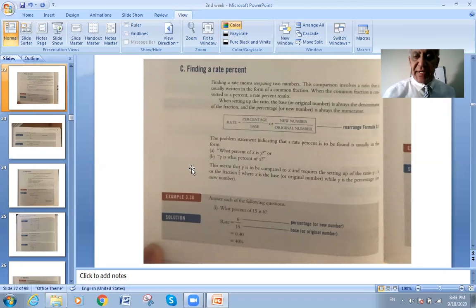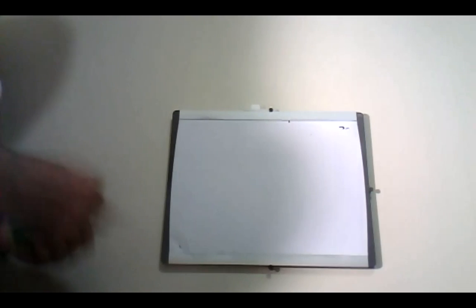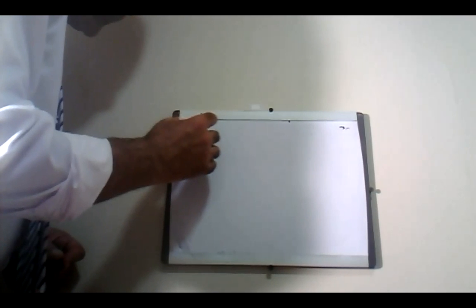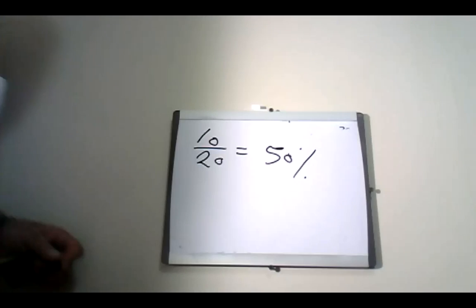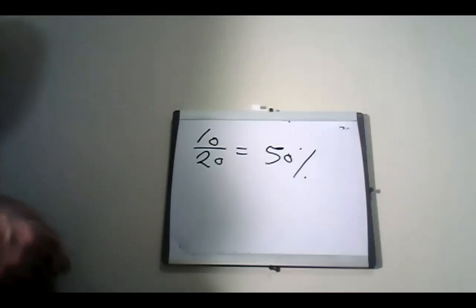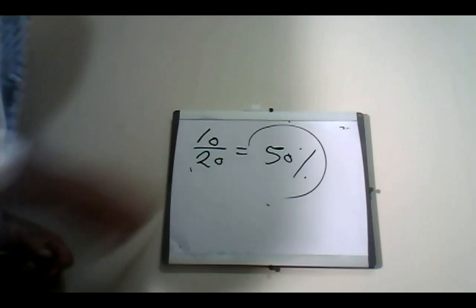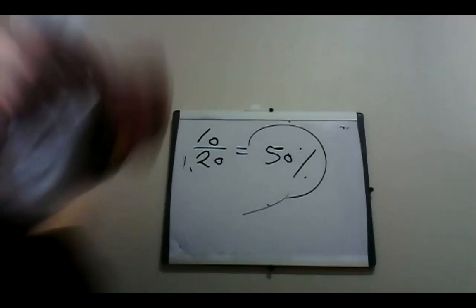Here is finding a rate percent. How to get the rate percent? Now I will change from a fraction into a percentage in this case. As an example, I'm going to stop sharing here and show you an example of mine that will be easier. When I say, as an example, 10 out of 20, that means 50%. Simply, the idea is that I change from this into this, or from a fraction to a percentage. It's the same idea. Change from percentage to fraction or the opposite.